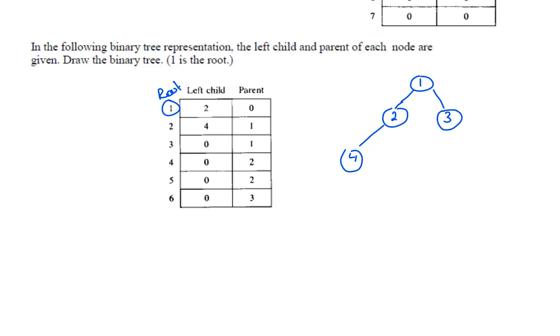That means 3 is here because the parent is 1. And 4 has no left child, but the parent is 2, as we know. 5 has no left child, but the parent is 2. That means 5 should go here. And 6 has no left child, but the parent is 3. That means 6 should go here. So here is the binary tree represented by this.